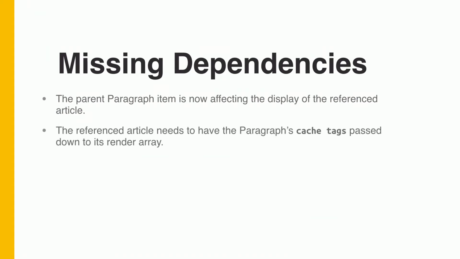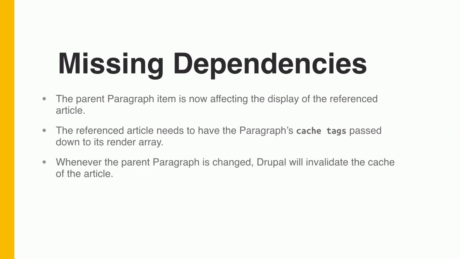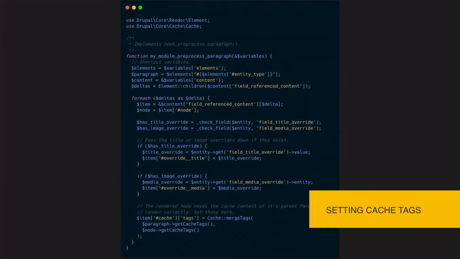So we need to pass all of that paragraph's cache tag information down into the referenced entity. That way, whenever the paragraph is changed, Drupal knows to look for all of those render objects in the database and just invalidate them all. So on refresh, it gets cached again. This might be a little bit hard to read. I apologize. This is the most dense code example, but we'll walk through this one a little bit.